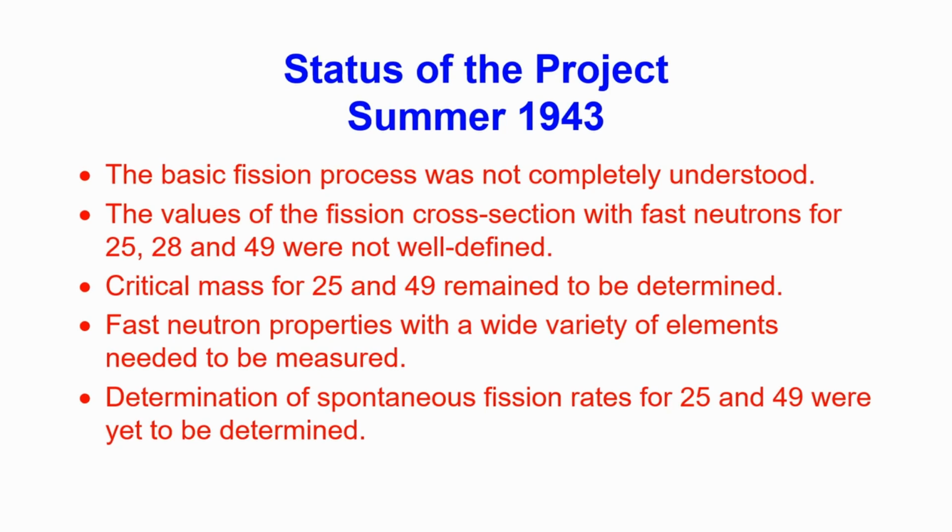Okay, so in the summer of '43, there were a lot of things that we didn't know. The basic fission process was not completely understood. The fission cross sections, how fast neutrons would work, were not well defined. We didn't know the critical mass of either the uranium-235 or plutonium-239. And of course, how are you going to build a bomb if you don't know what the critical mass is? And then other properties of fast neutrons.